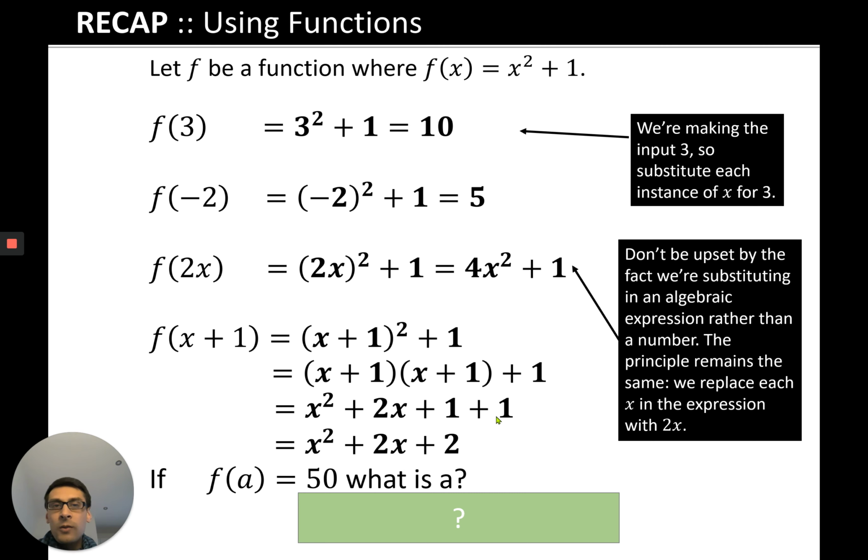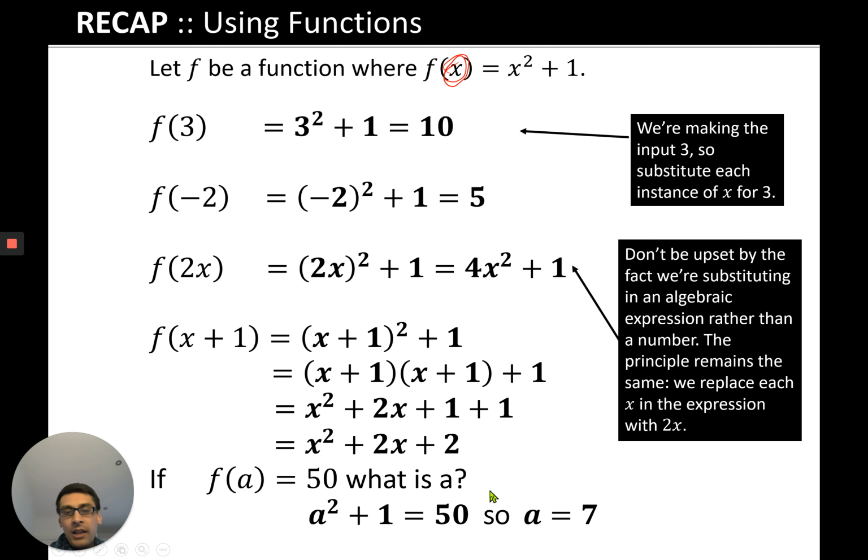And then the final question: f of a is 50. What is the value of a? Well, that just means you replace your x with a. So then you get a squared plus 1 is equal to 50. And when you solve that, you can do that in your head. A squared is 49, so a is 7. Okay, so that's a quick recap on functions.